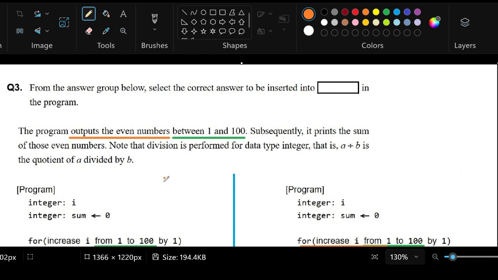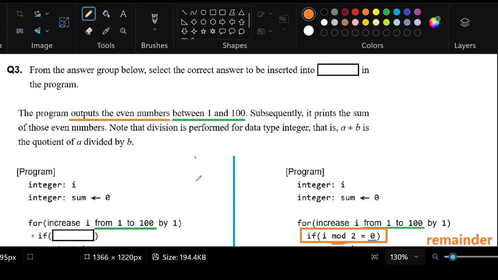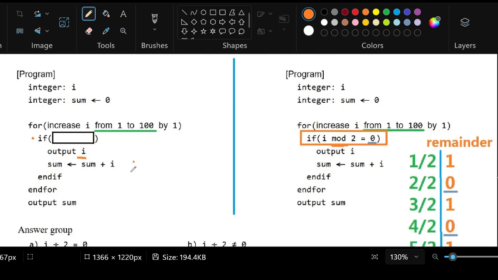Okay, so remember that the output should be even numbers between 1 and 100, and then later on we print the sum of those even numbers. We can look at the program now, and we can see that we do have a for loop which starts from 1 and counts to 100 by 1.